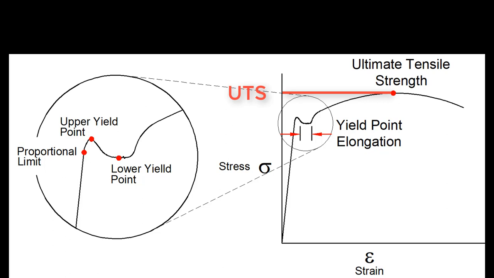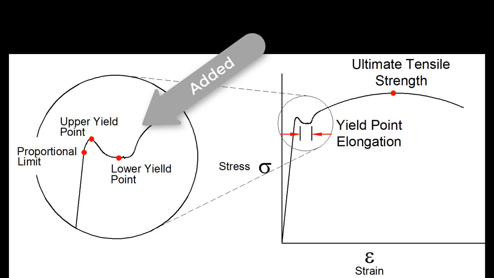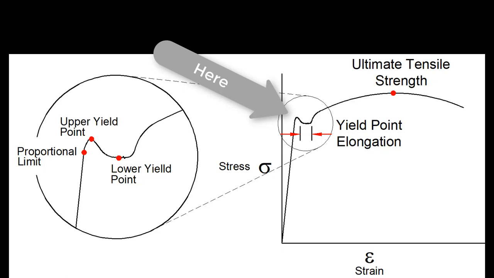Also, what's not in these slides is a picture of the upper and lower yield point. I'm not going to redo that because that is in the first lecture in this series. So some materials exhibit that upper and lower yield point, and they exhibit yield point elongation.